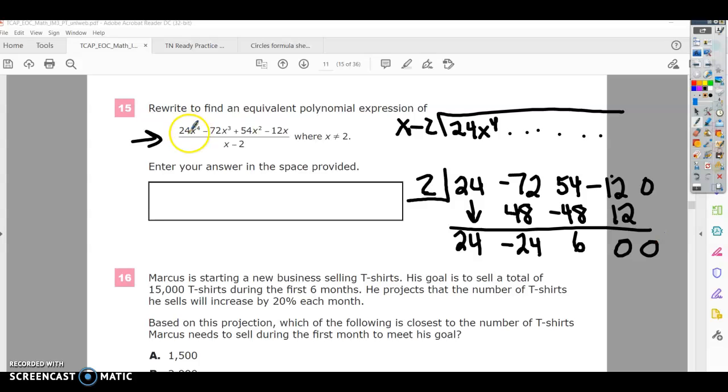All right, so we divided x out of x to the 4th. That means we start with 1 less than that. So we're going to have 24x to the 3rd minus 24x squared plus 6x. And then you can put plus 0 if you want, but you can leave it just like that if you want. So that's an equivalent expression.